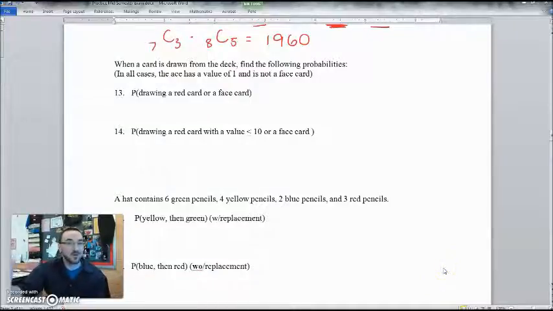Okay guys, we're just trucking right along. We're going to continue on in our mid-semester review. Remember, our midterm is coming up very quickly, so we got to review as much as we can. So in this case, we're talking about questions 13 and 14.